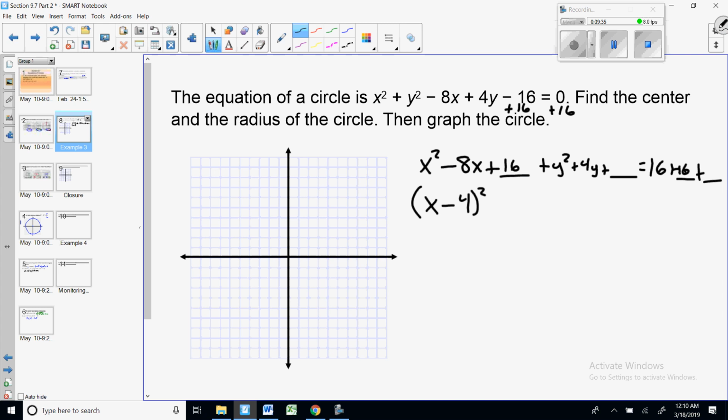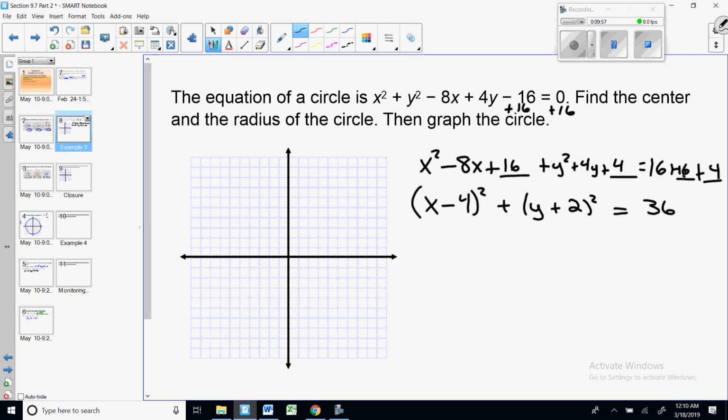Now we need to do the same thing with y. With our y term, the sign of our middle term is a plus. What is half of 4? Okay, it's going to be 2. So that's 2 squared, and that's going to be 4. So we had to add that over there on the other side also. Now, our right-hand side is 16 plus 16 plus 4, which is 36.